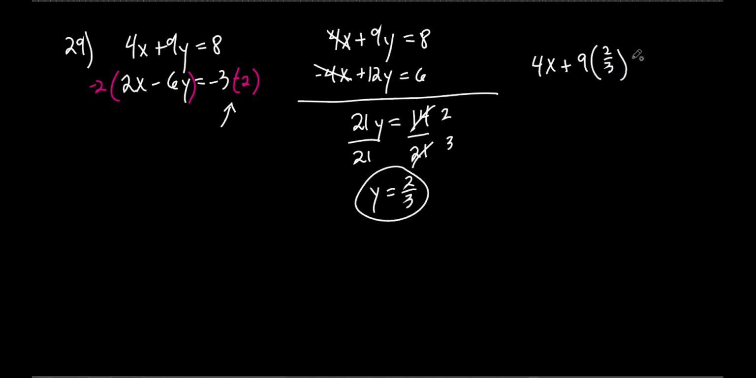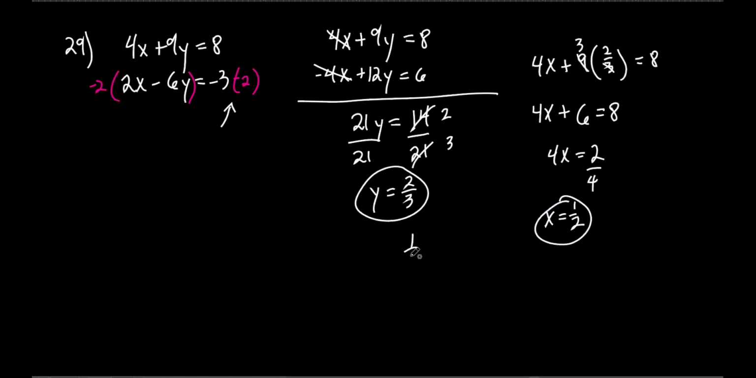2/3. And this actually works out kind of nice and easy, doesn't it? So I've got 4x plus, look what happens here. 3 goes into this 9 how many times? 3 times. 3 times 2 is 6. Easy. Subtract 6, you get 2. Divide by 4, and you get a half. And there's your answer. Is that the answer I gave to you? Yep. So it's 1/2 is first, 2/3 is second. Put it as an ordered pair, and there you go.